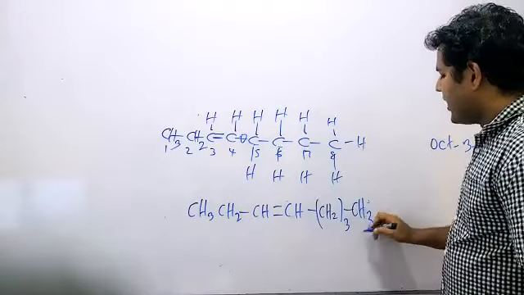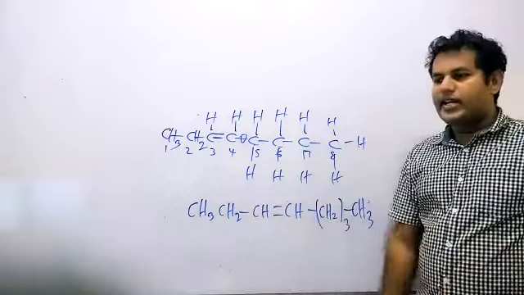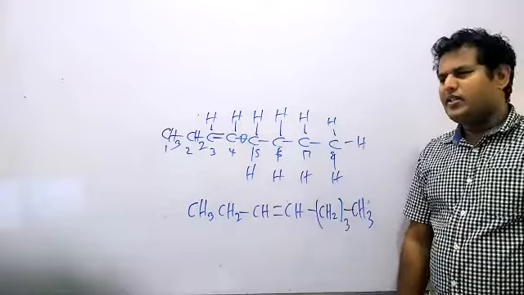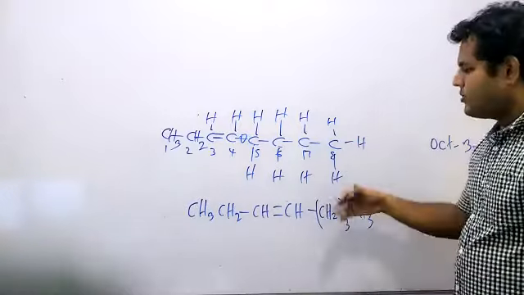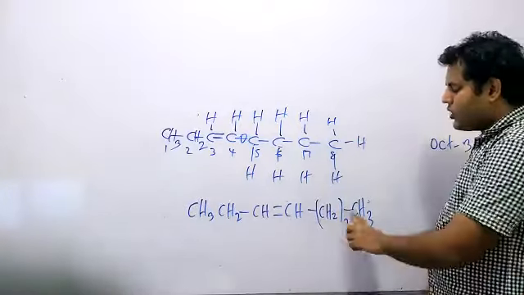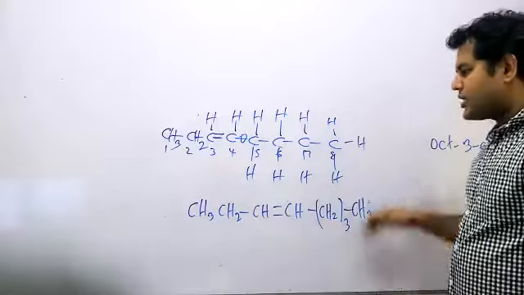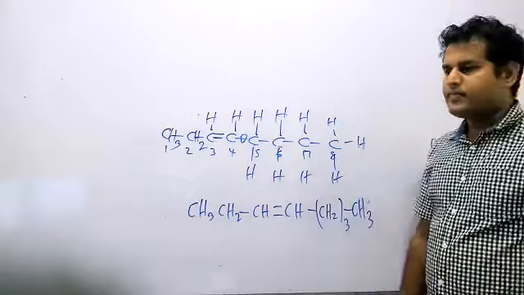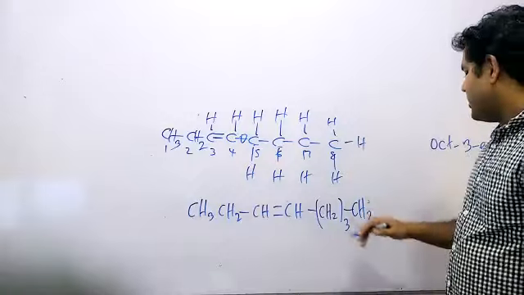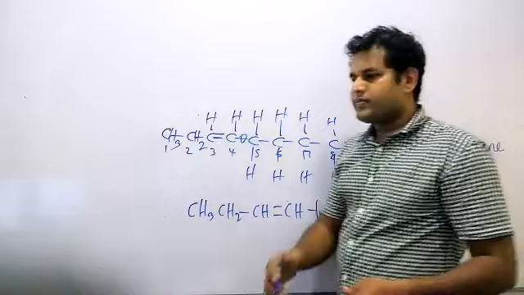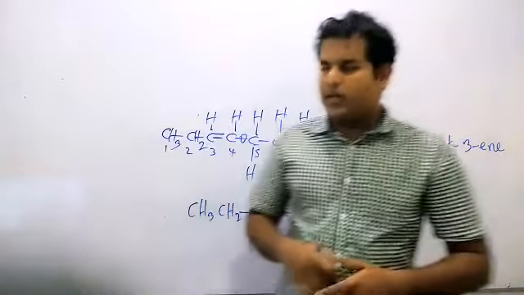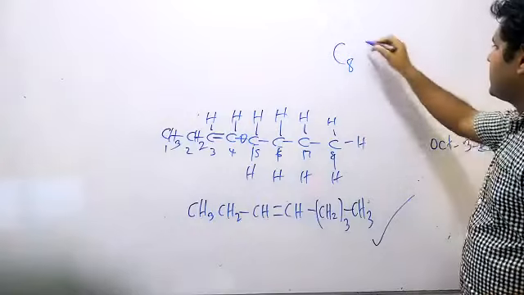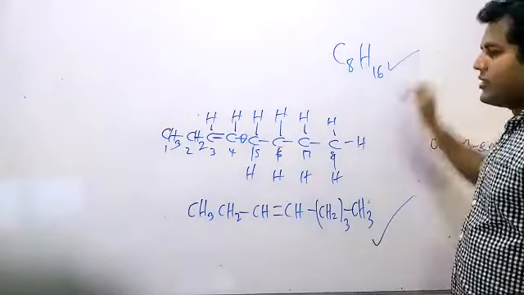Sometimes I'm writing that dash in order to explain it correctly. But if you are not writing this dash, this will be more compacted. I'm writing it always. You'll be getting marks for that. And it is clear to us also. We can confirm our own answer. Yes, so that's it. Now molecular formula. Oct means 8. Ene means CnH2n. C8H16.